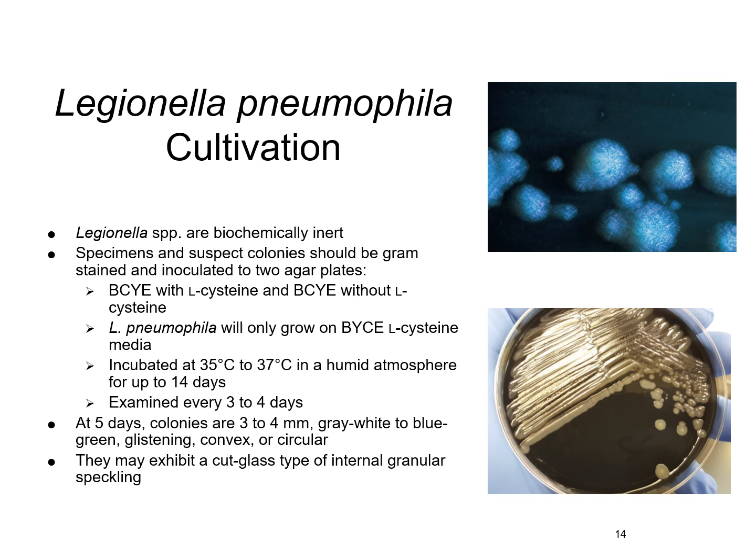These cultures are incubated at 35 to 37 degrees with humidity for up to 14 days, because it can take several days for these to grow. What you're looking for are those gray, white to blue-green, glistening, convex circular colonies. You can see that image at the top, where you're getting that little bit of a cut glass type look with that color pigment within those colonies.